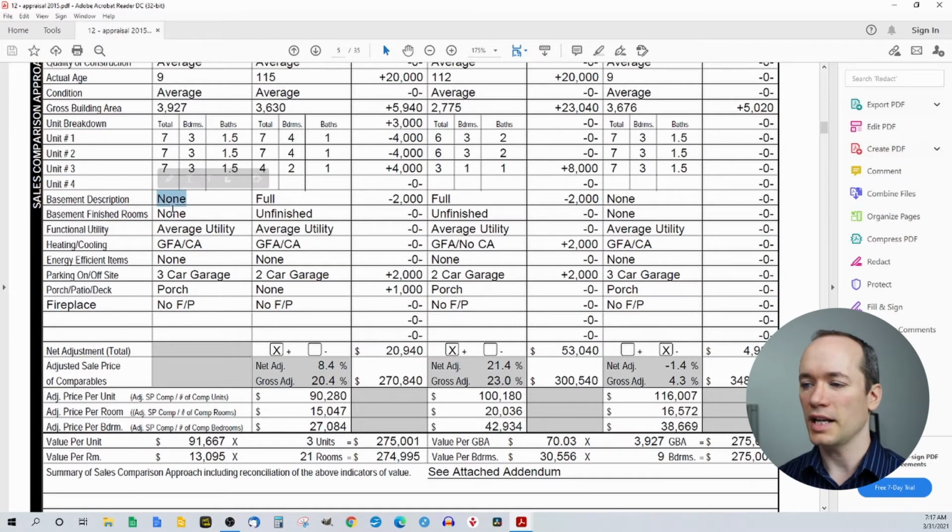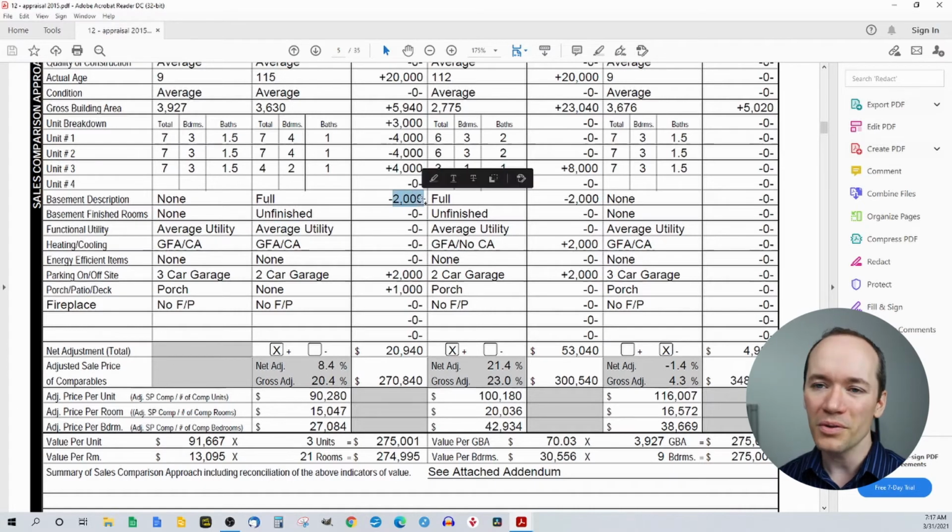It's basically stating that this is a slab on grade property, which is interesting because there's definitely below grade square footage there. But anyways, in our comparable number 1, it does have a full unfinished basement, and so they're making an adjustment of $2,000 for that unfinished basement.